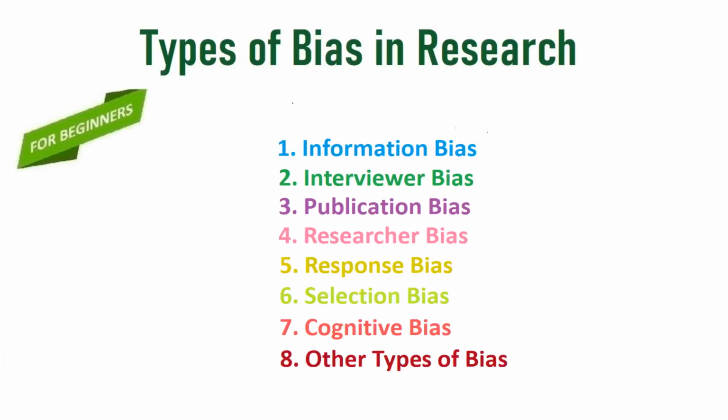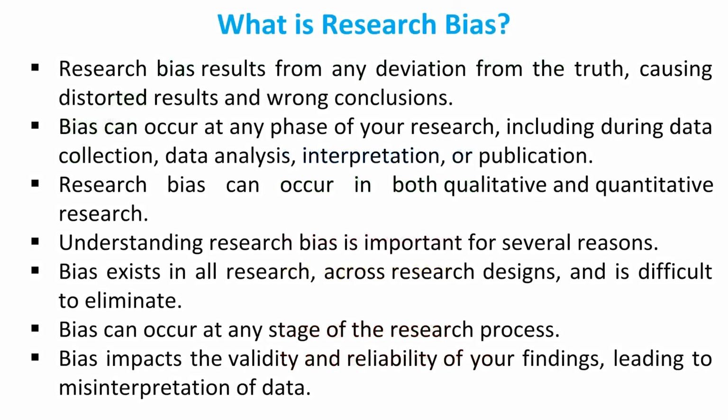Types of bias for the beginners to learn from scratch. What is research bias? Research bias results from any deviation from the truth, causing distorted results and wrong conclusions. Bias can occur at any phase of your research, including during data collection, data analysis, interpretation, or publication.